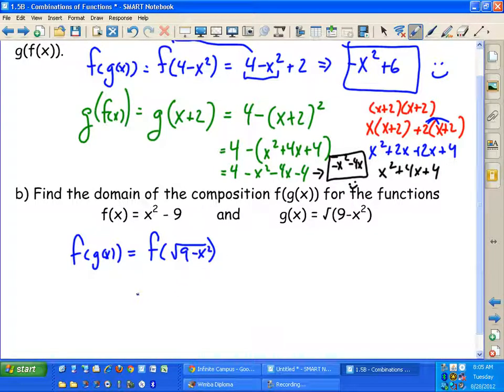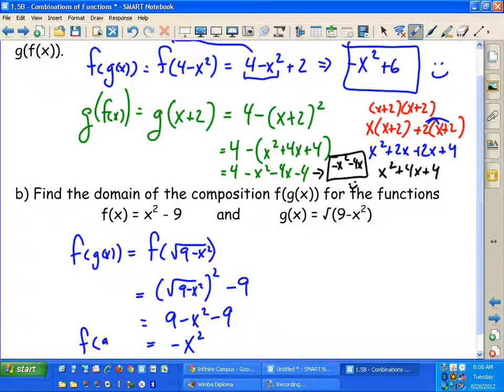So I have x squared, which would be the square root of 9 minus x squared, squared, minus 9. Well, a little simplification of this, remember squaring and square rooting cancel each other out. They're inverse operations of one another, so they will cancel each other out. So I'm really left with 9 minus x squared minus 9. And so to subtract the 9's from each other, which would give me 0, that means my final answer for the composite function for f of g of x is negative x squared.